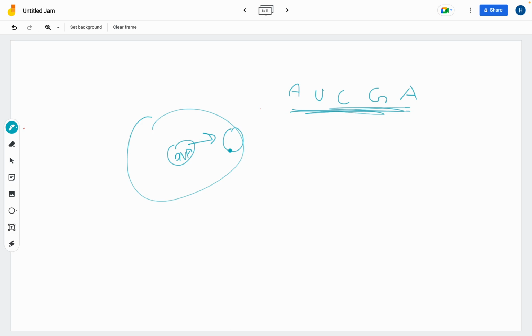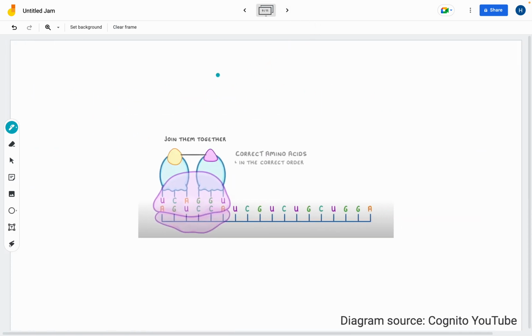All right, now let's take a look at translation. So transcription was the taking of DNA and making it smaller so that it can exit the nucleus. Translation is the taking of the mRNA and making proteins with it, essentially.